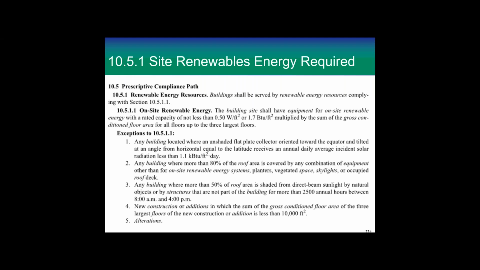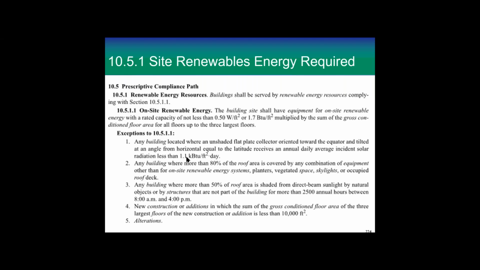So then, after you do all that stuff we just talked about, after you get finished with all your calculations, you may have to make an adjustment. So if you didn't, here's the exceptions for renewables. You were supposed to use 0.5 watts per square foot, but if you had a building located where an unshaded flat plate collector tilted towards the equator would only get this much.